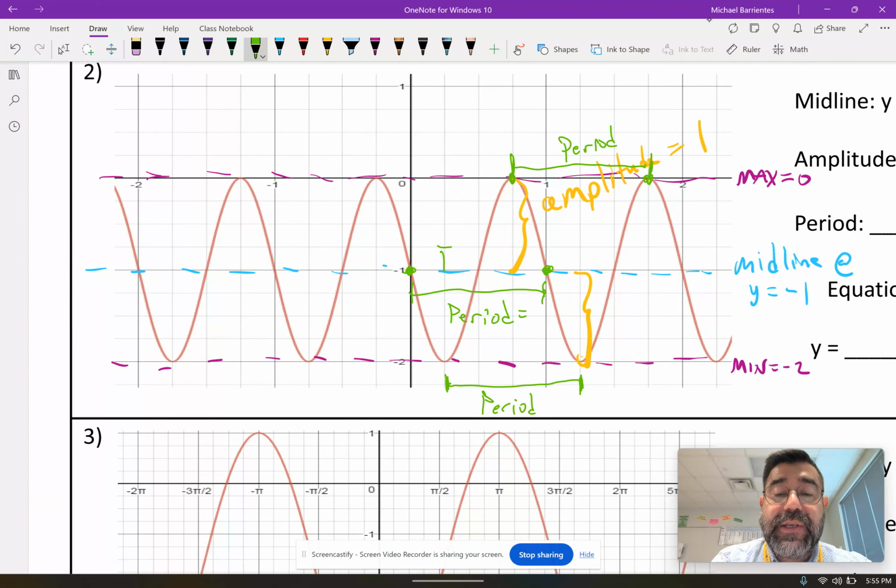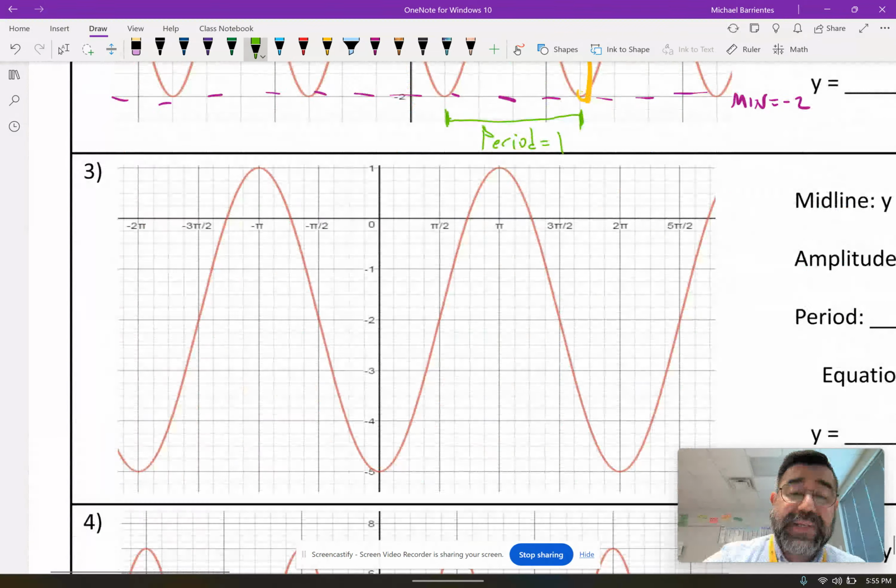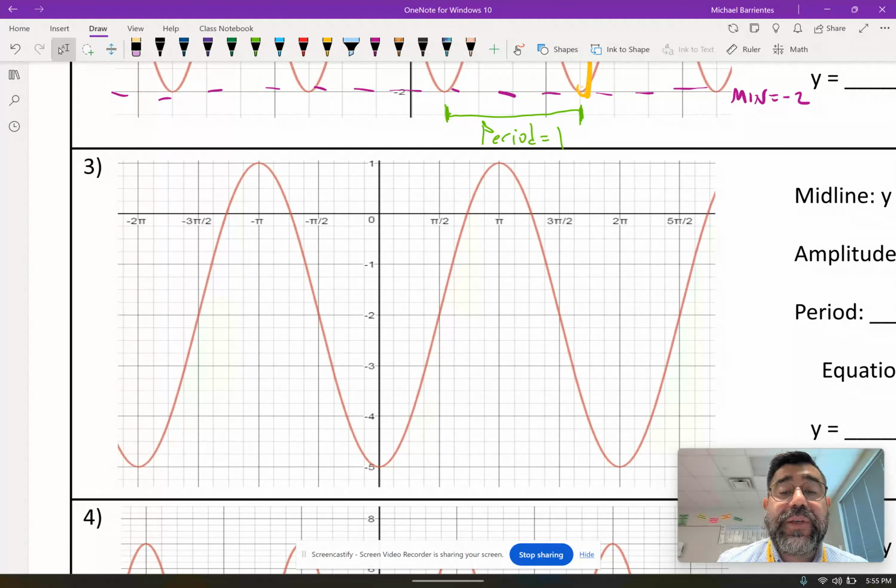So period here is 1. And the period here is 1. And the period here is 1. That's it. We figured out these 5 pieces of information just by identifying them on the graph. We're going to do one more, and then in the next video, I'll show you how what we're doing here is connected to equations. But let's do one more. I kind of like number 3 here, so let's do this one.